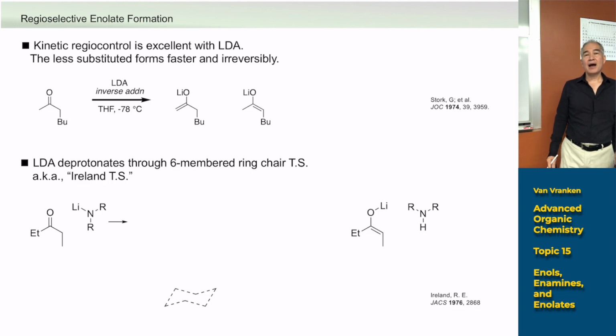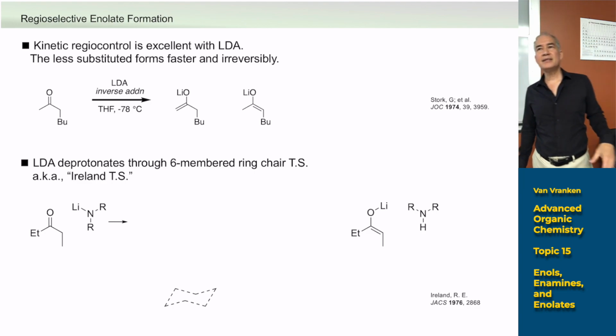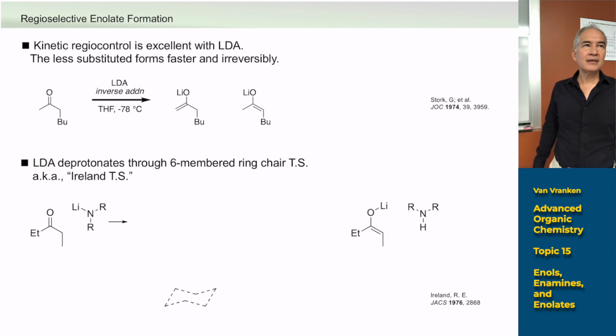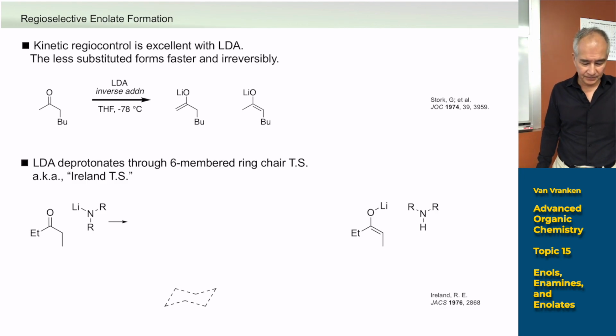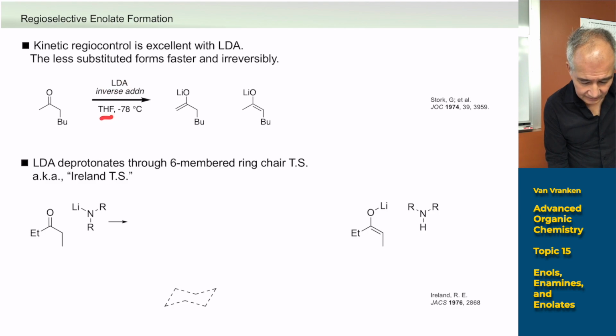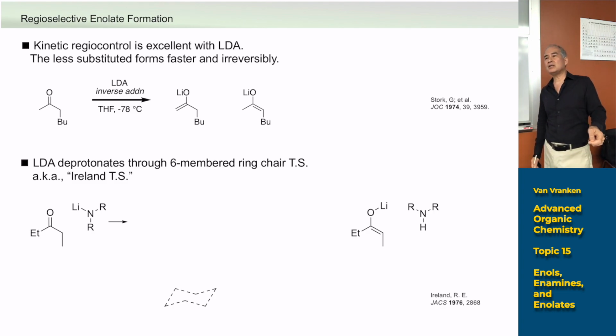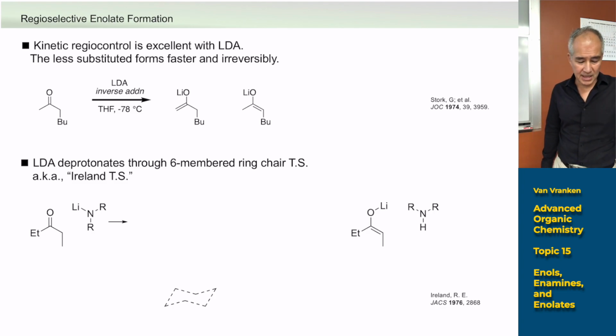But we found a way around this, right? Late 1960s, early 1970s, revolution in the field of enolate chemistry. Somebody found a way to perfectly control the regiochemistry of enolate formation, and that was under these conditions right here. LDA, inverse addition, THF, minus 78 degrees. You need those three variables: LDA, inverse addition, and minus 78.